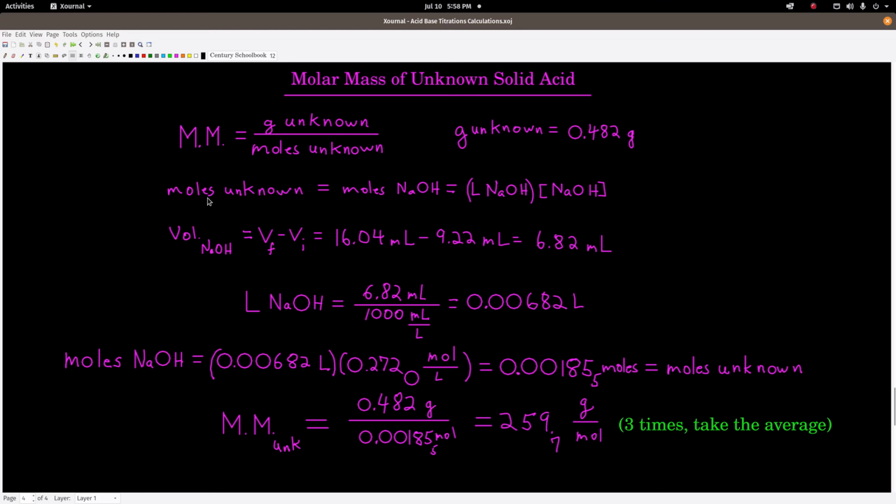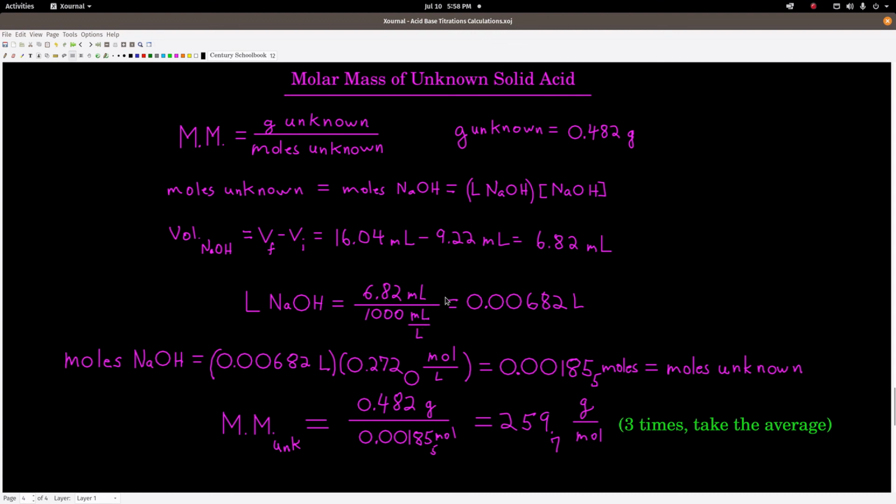Once more, this is a monoprotic acid. And to get the moles of sodium hydroxide at the endpoint, it's just the volume added in liters times the average concentration from the first part of the experiment. So the volume added is just the final minus initial volumes. And these are the numbers I had. The difference gives me 6.82 mL. Converting that to liters, I divide by 1,000 milliliters per liter, and I get this number right here.